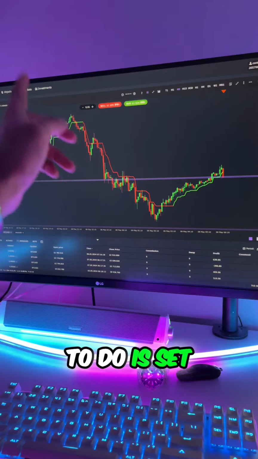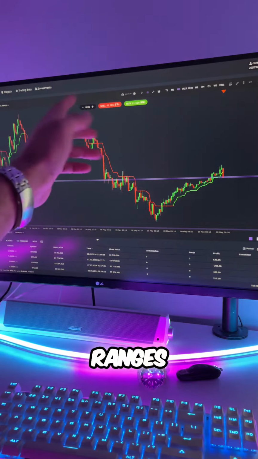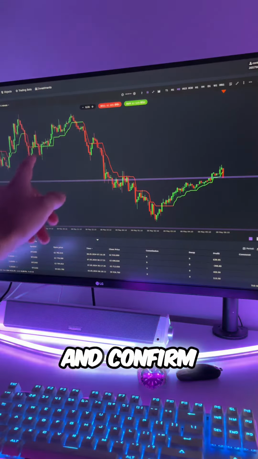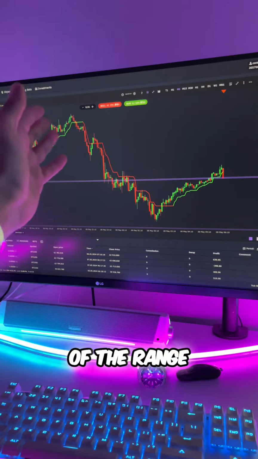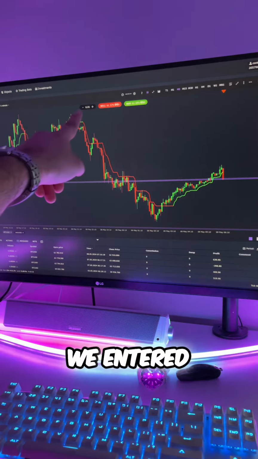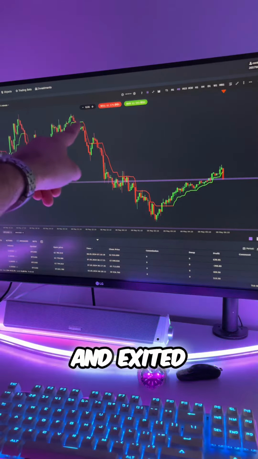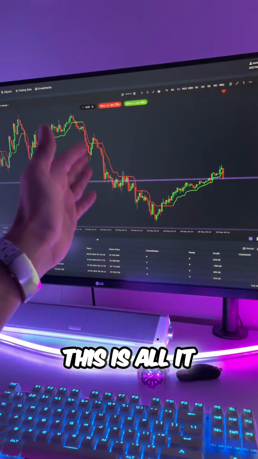Look, all you got to do is set up the Supertrend indicator on your chart on Abbado and set the ranges, for example, 5 minutes, and confirm the trend on the daily chart to just trade in the direction of the range bars and the Supertrend indicator. For example, look, we entered right here and exited all the way down here, and that is well over 1,000 points right there, guys. This is all it takes.